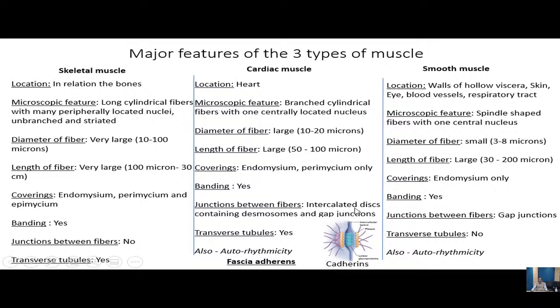So intercalated discs are actually a combination of three structures. What are these three structures? One is the desmosome, the other is the gap junction, and the third is the fascia adherens. I had talked to you about zonula adherens in my last lecture. It goes like a belt around the cell. But if it is restricted to only a small part of the cell periphery, then it is called fascia adherens. So if I ask you what are the components of the intercalated disc which are only seen in the cardiac muscle fibers, your answers would be: one, the desmosome; two, the gap junctions; and three, the fascia adherens.